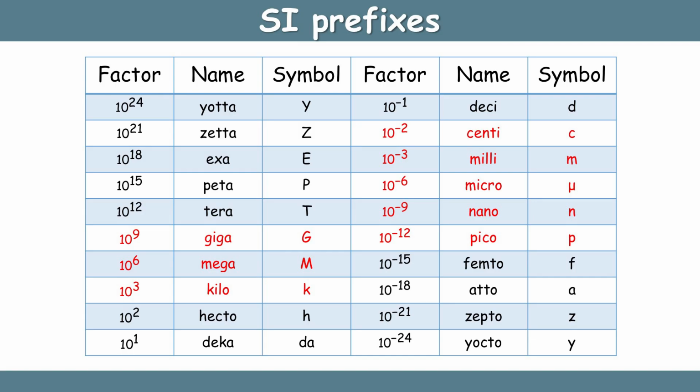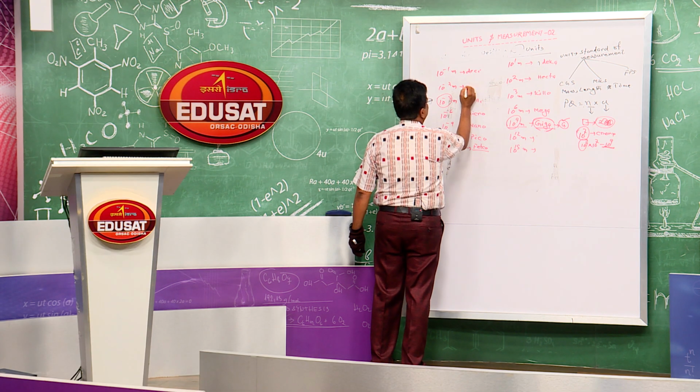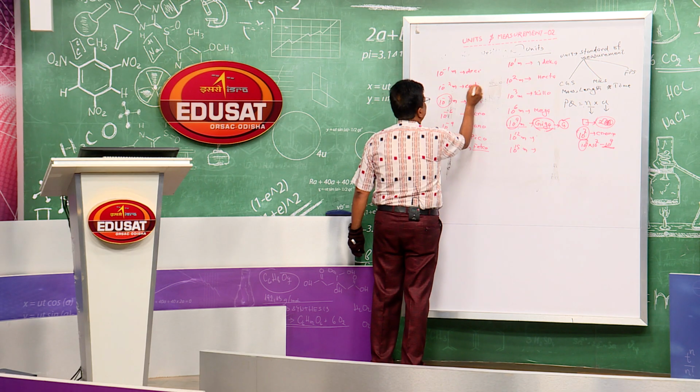10 to the power of minus 1 and 10 to the power of 1. If we start from 10 to the power of minus 1, that is deci, centi, and likewise. So this is deci, centi, milli, micro likewise. This is the deci, this is the centimeter.